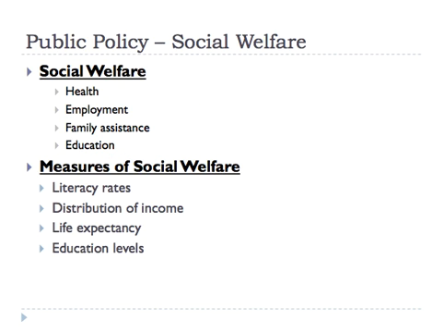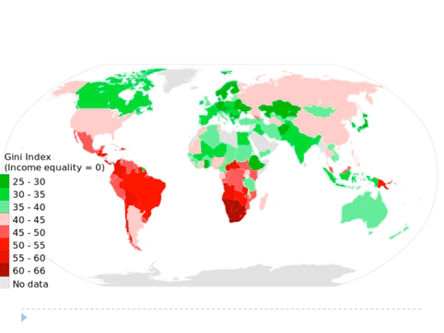Social welfare deals with health, employment, family assistance, education. Some ways they measure are the literacy rates, distribution of income throughout the country, how long people are living, and the level of education people are receiving. Here's a map of the Gini index throughout the world.